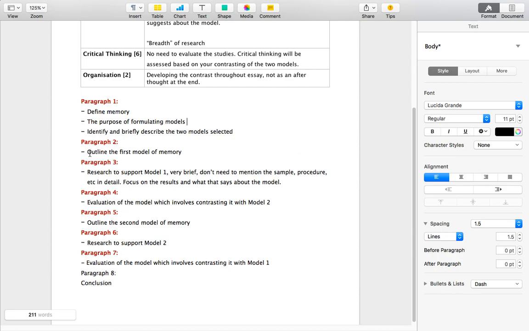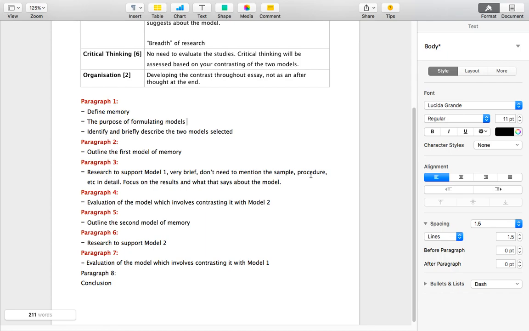Okay, then you will go into outlining the first model. Again, I said you do not have to go in depth. Okay, just an outline so that we get a gist of what that model is about. You can again use a diagram if you want. So paragraph 3, you could combine these two paragraphs, but I personally would prefer to have it as two different paragraphs. So here you will provide research to support model 1, which is the multi-store model, if that's what you've chosen. Okay, it'll be very brief.